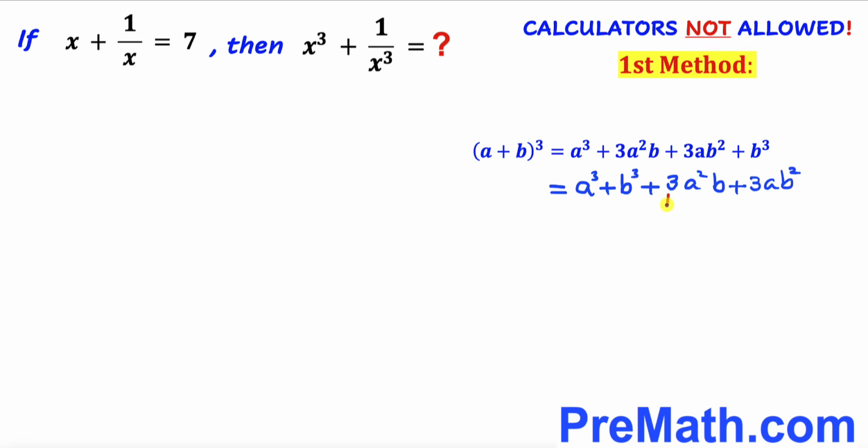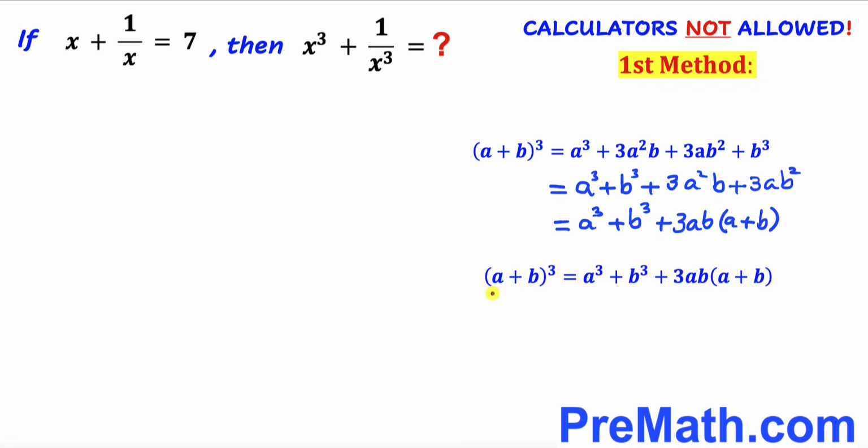And now let's focus on these two terms, 3a square b plus 3ab square. We can see 3ab is in common. So therefore, this part could be written as 3 times ab times a plus b. As you can see in this next step, I have replaced this part with 3 times ab times a plus b. So thus we can write a plus b whole power 3 as a power 3 plus b power 3 plus 3 times ab times a plus b.